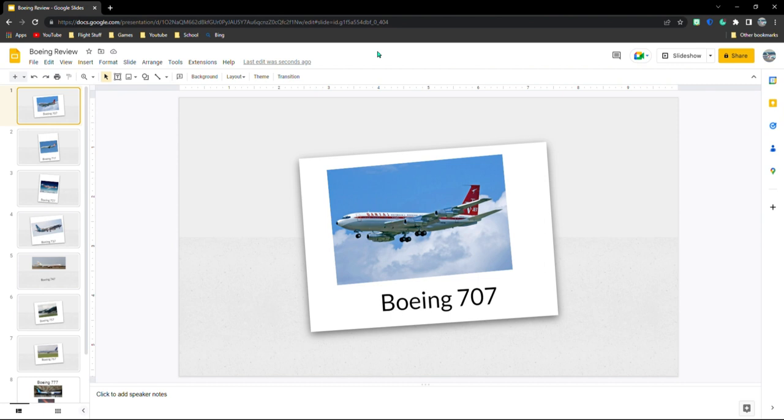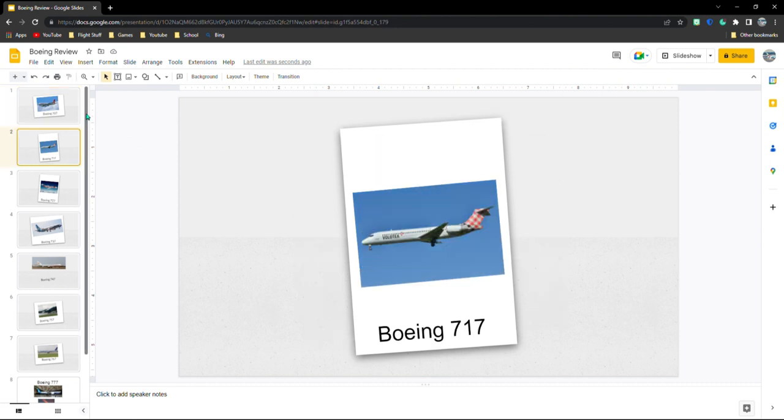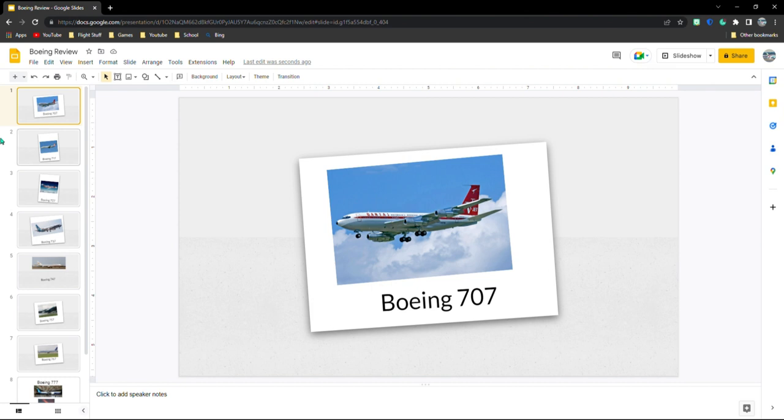This is a Boeing 717 with Qantas. This has four engines. This is the first quad jet that Qantas ever made. It's a short haul aircraft. Let's go in slideshow. Oh, I can't go in slideshow.